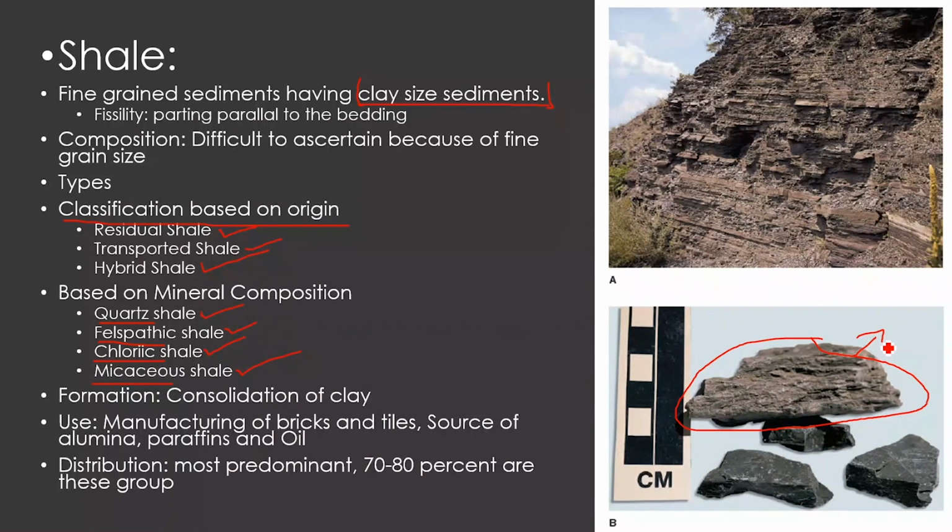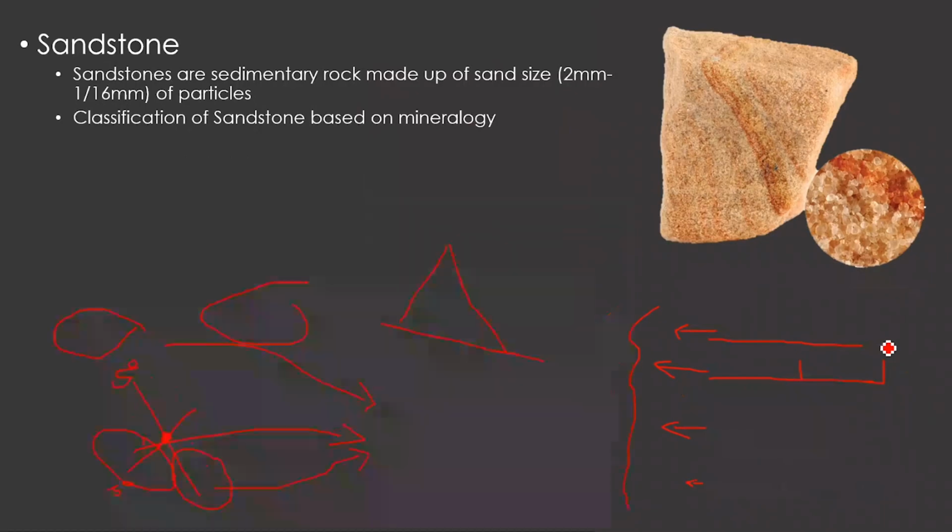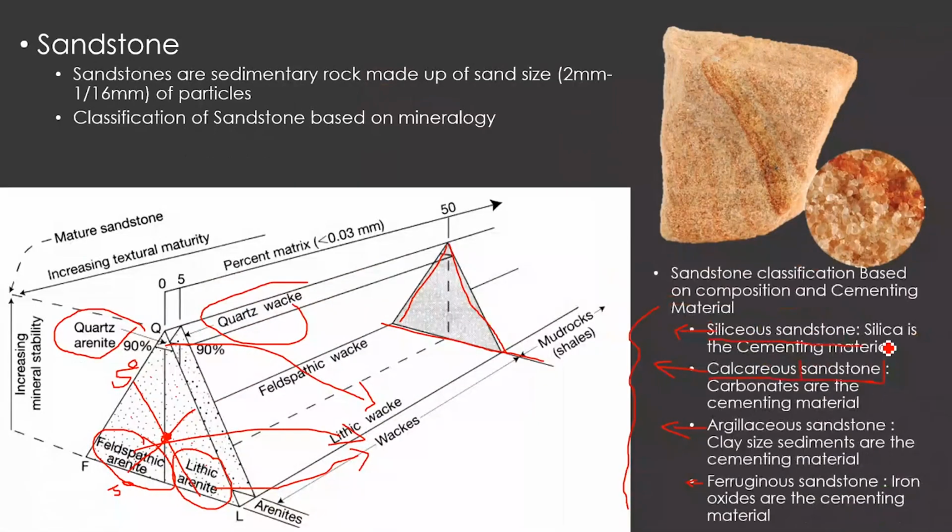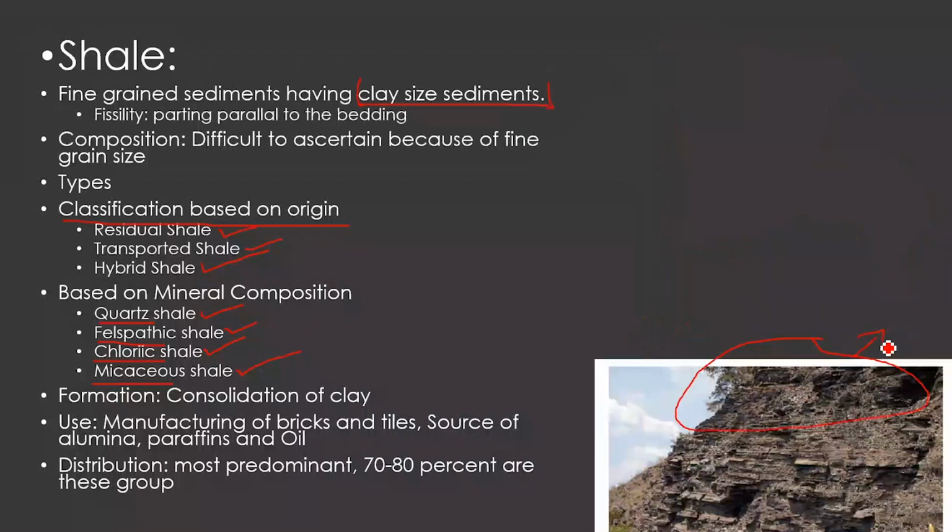So these are the three main categories of clastic sedimentary rocks. What is a clastic sedimentary rock? Clastic sedimentary rocks are the rocks which are formed by the process of erosion, transportation, deposition, and consolidation. If a rock goes through those processes, then we call it a clastic sedimentary rock.